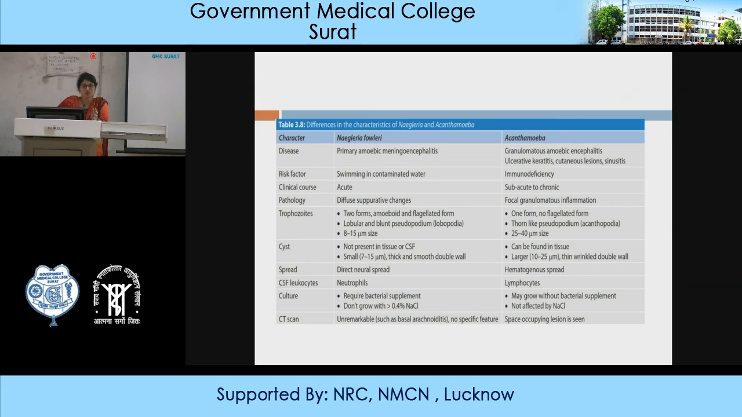CSF will show neutrophilia in the case of Naegleria fowleri, while it shows lymphocytosis in the case of Acanthamoeba. Culture can be done on non-nutrient agar with bacterial supplements, while it is difficult in the case of Acanthamoeba. On CT scan in Naegleria, you will not have remarkable features, while it shows a space-occupying lesion in Acanthamoeba.